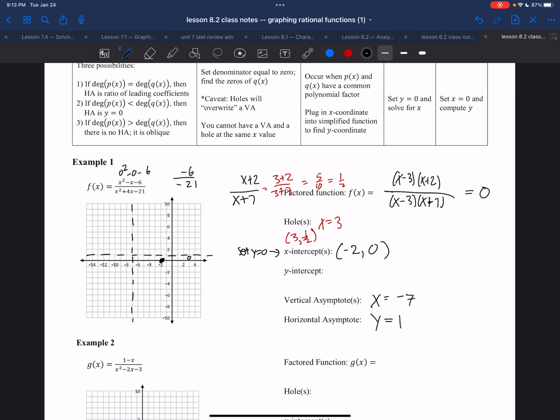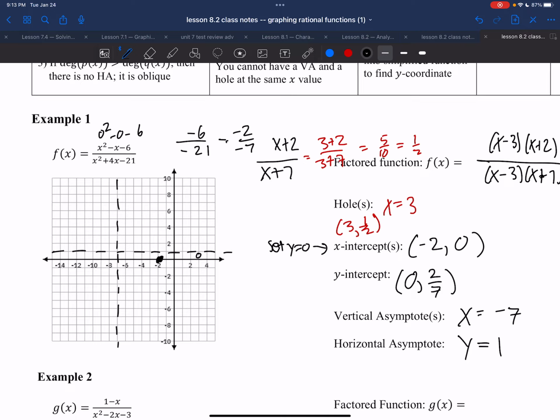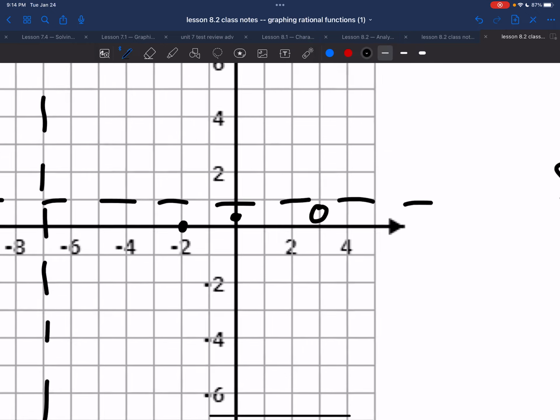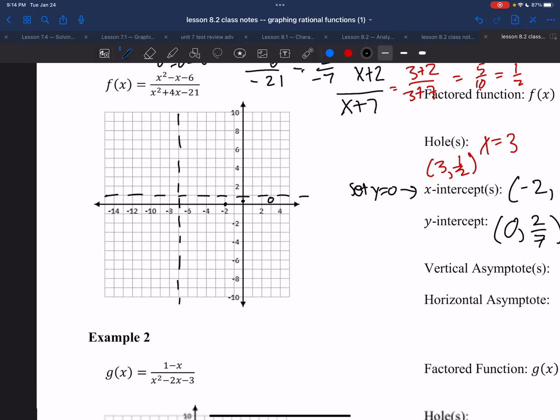And so if I simplify that, that should be -6 over -21, which is +2/7. So (0, 2/7). And I'll do my best. We're just kind of sketching, so we'll do our best. That's about as close to 2/7 as I can manage currently. Okay? And so I've got those points.